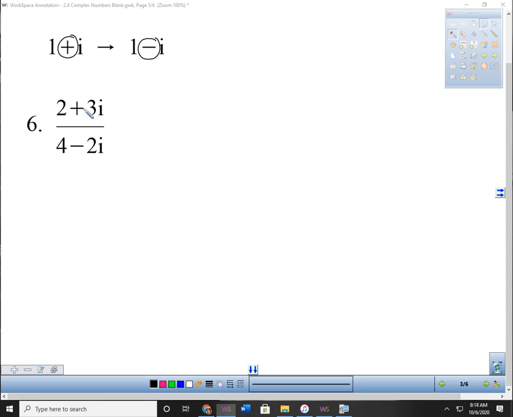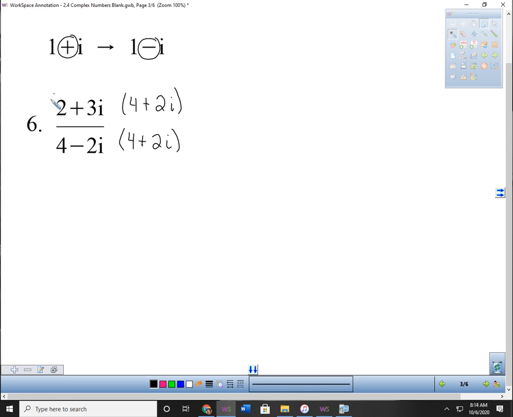So I look at the bottom and I say, okay, I don't like that I have an i down here. So I'm going to multiply by the conjugate of that bottom, which would be 4 plus 2i. And I have to do that on the top and on the bottom.